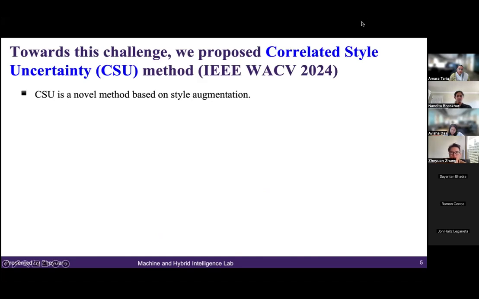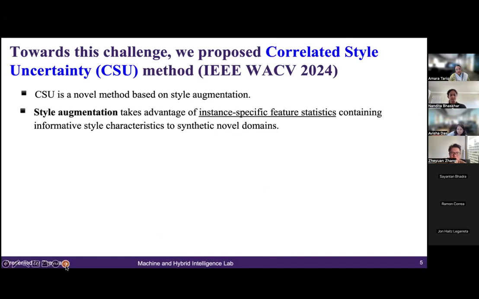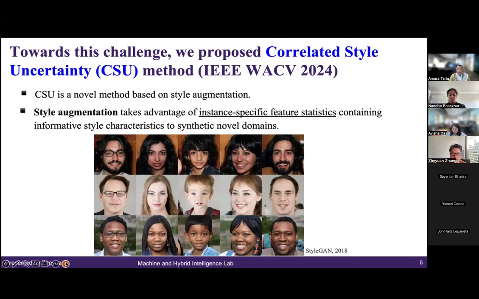We can talk about the first work we proposed about 2 years ago. This is called correlated style uncertainty. This work is mainly based on style augmentation. Style augmentation takes advantage of the instance-specific feature statistics, which contain a lot of informative style characteristics, to synthesize some novel domains.